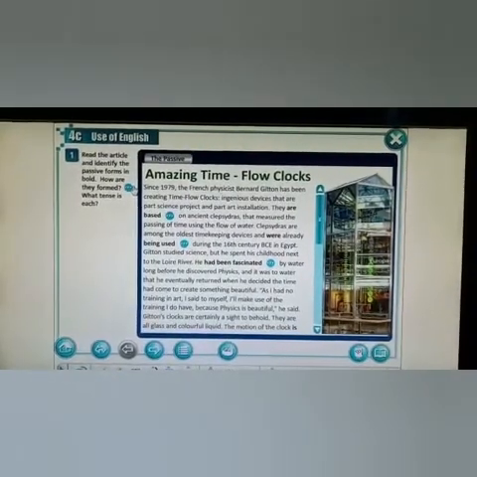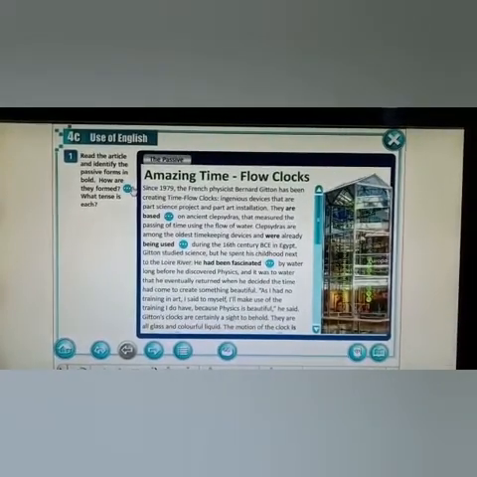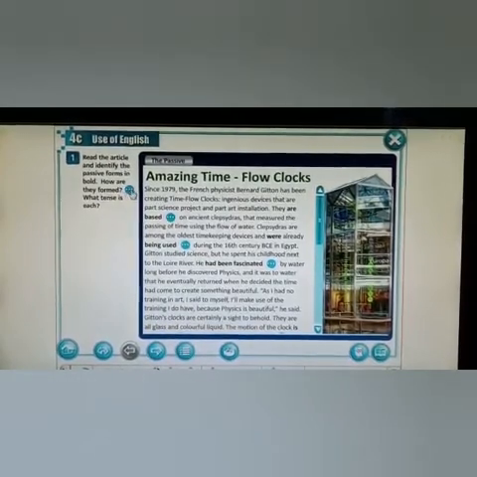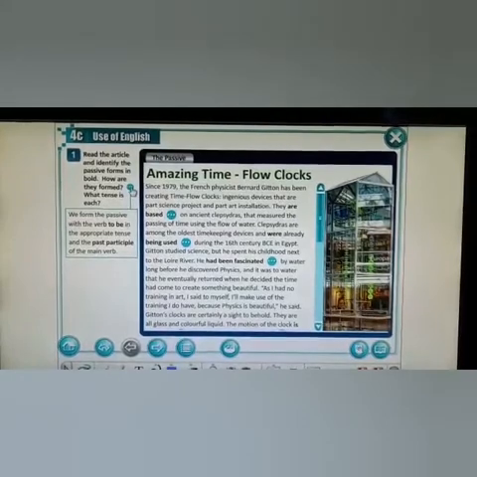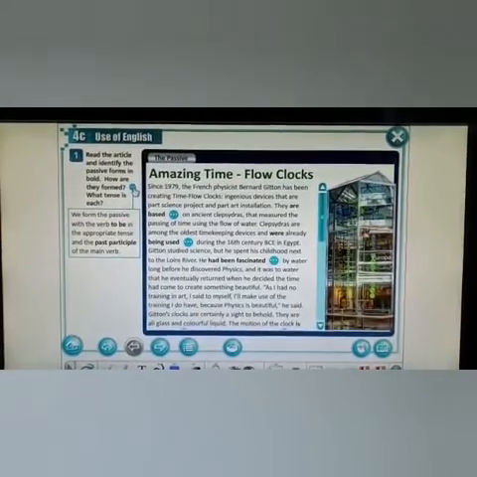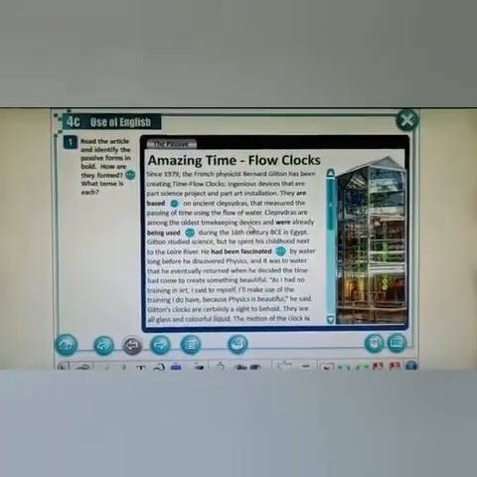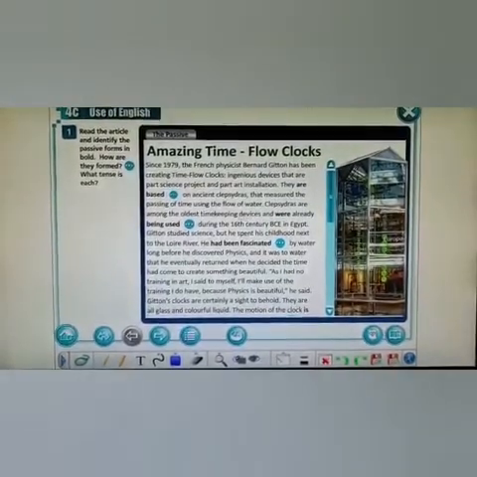Read the article and identify the passive forms in bold. How are they formed? What tense is each? We form the passive with the verb to be in the appropriate tense and the past participle of the main verb. Dear students, let's check how they are formed. What tense is each?